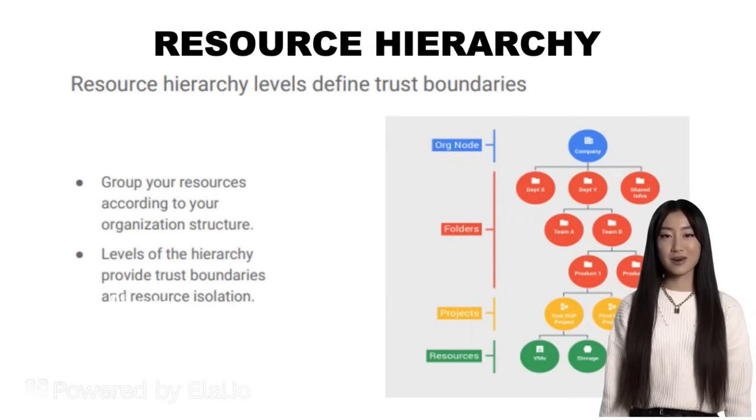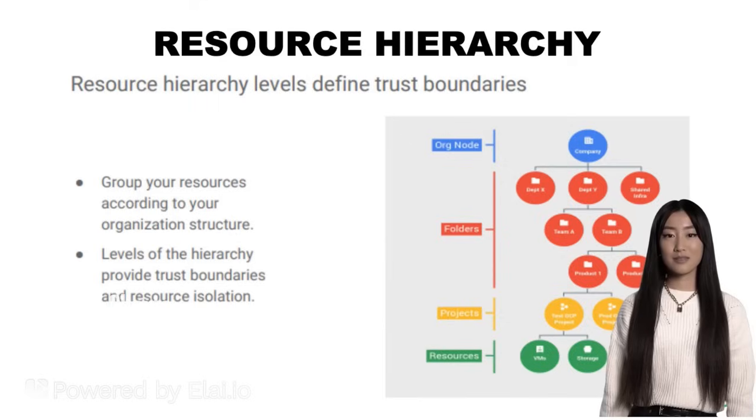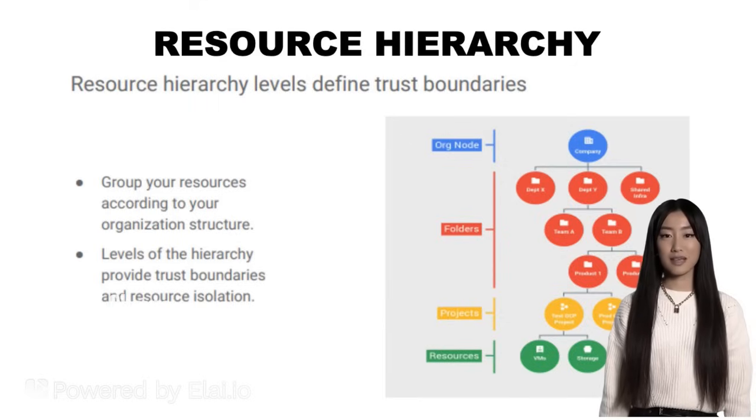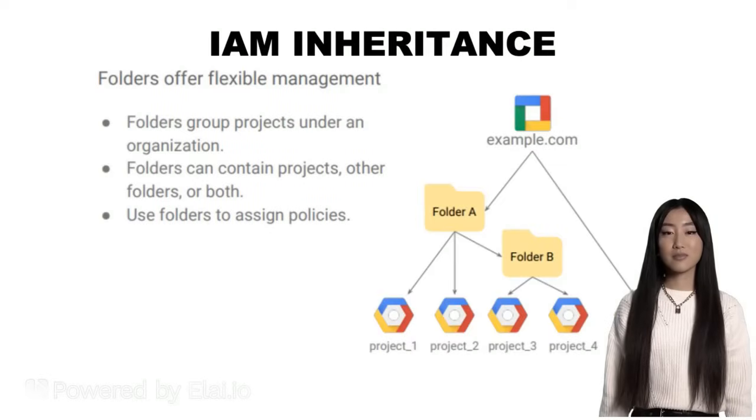Projects, folders, and organization nodes are all places where policies can be defined. Some GCP resources let you put policies on individual resources too, like cloud storage buckets. This course discusses cloud storage buckets later in the course. Policies are inherited downwards in the hierarchy. The resources in a folder inherit IAM policies from the folder.